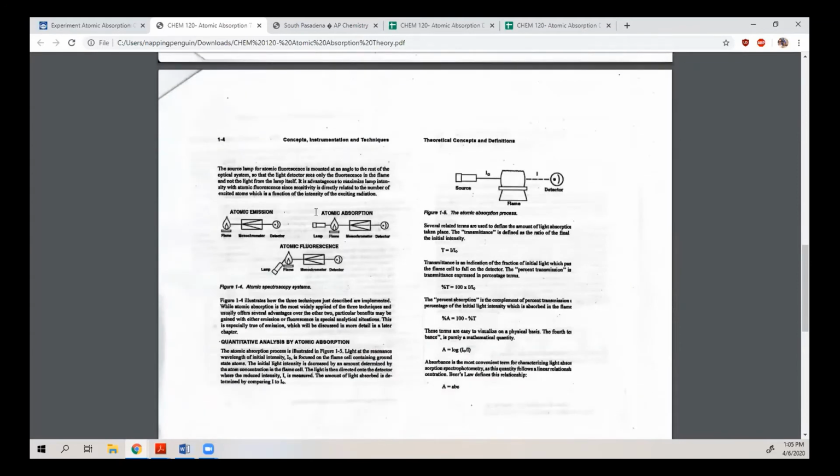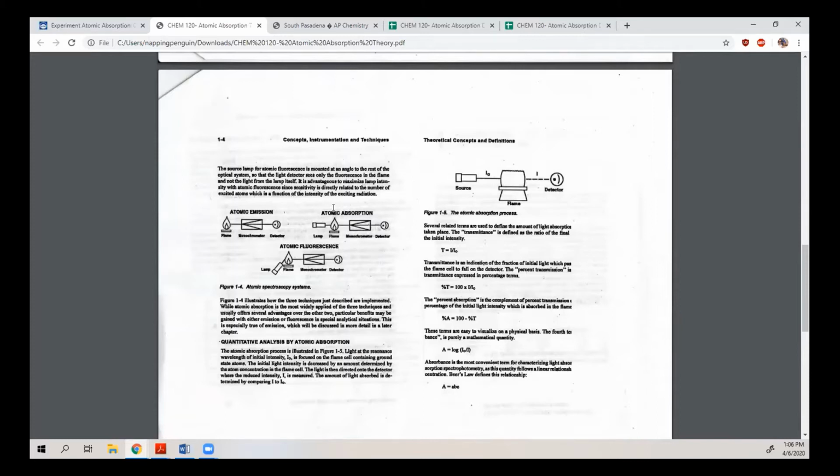So we're looking at atomic absorption. We're going to use a lamp that gives off a very specific wavelength for calcium. It's going to shine this calcium light, basically, through our sample, and then we're going to be able to measure how much of that light is absorbed.